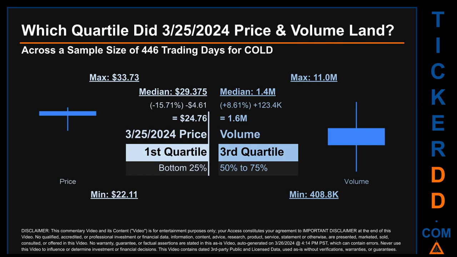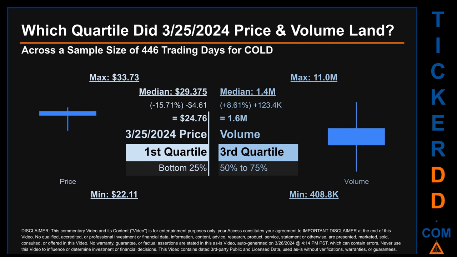Which quartile did March 25, 2024 price and volume land? Across a sample size of 446 trading days, the maximum end-of-day price for COLD was $33.73 while the minimum was $22.11. Within that price range, March 25, 2024 price, of $24.76, landed within the first quartile, meaning it was within the bottom 25% of all sampled end-of-day prices.